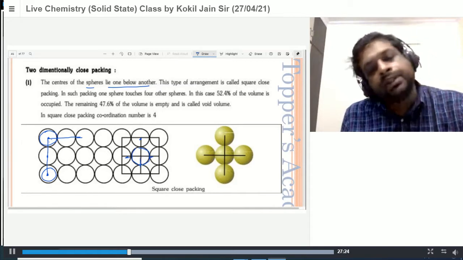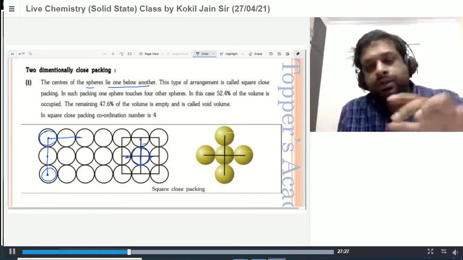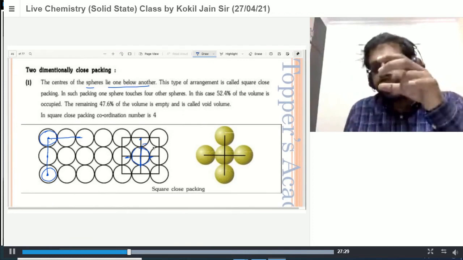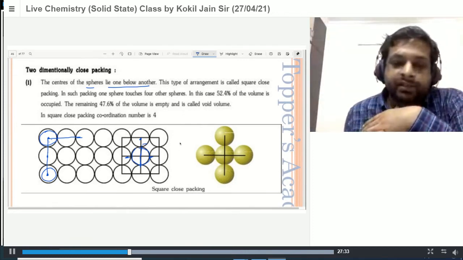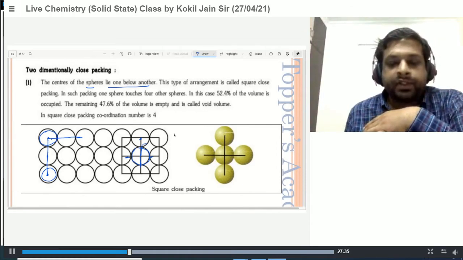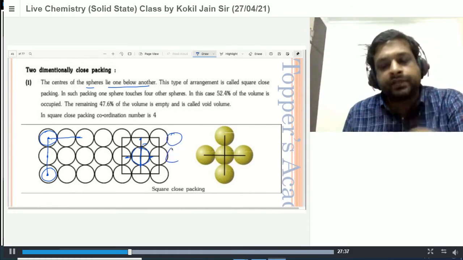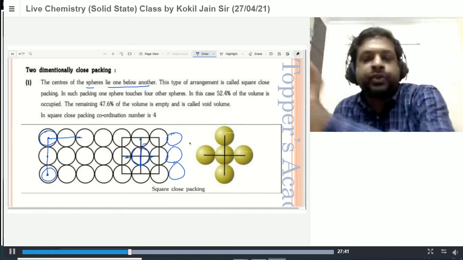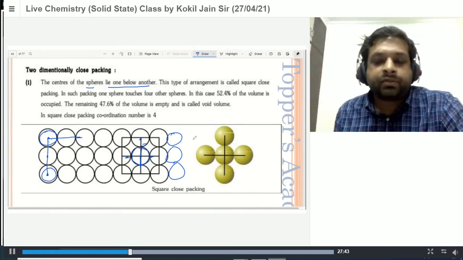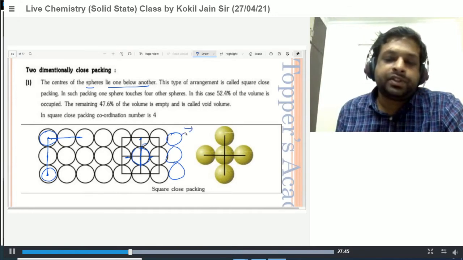In this two-dimensional arrangement, one by one, side by side, we are adding another sphere, another sphere, another. That is how we are arranging it. How to do it in this direction? Let's say one sphere, another sphere I have put, just like that only.